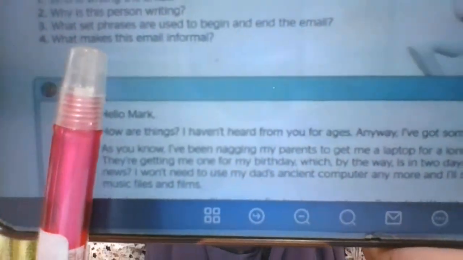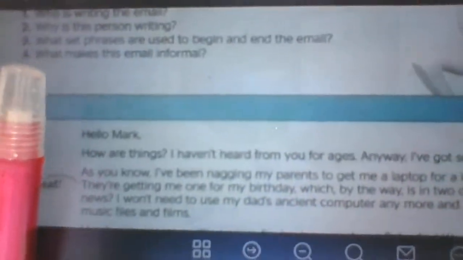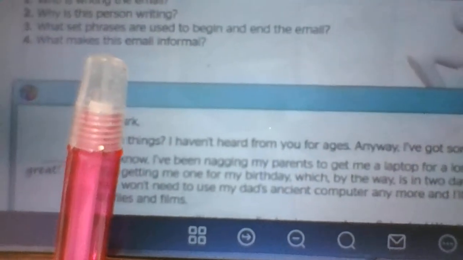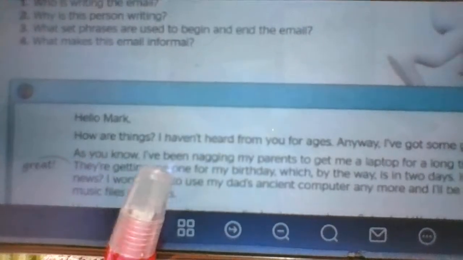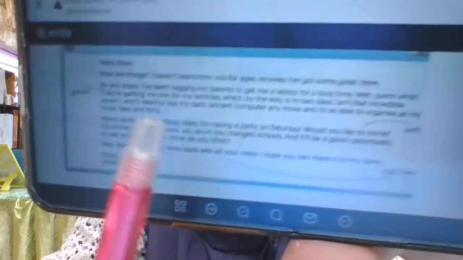The last one, number 4. What makes this email informal? What do you notice that says this email is informal? How? I told you just now, there are a few types of ways you can look at the differences between formal and informal language, right? So you need to refer back to the one that I told you just now, and look at this.